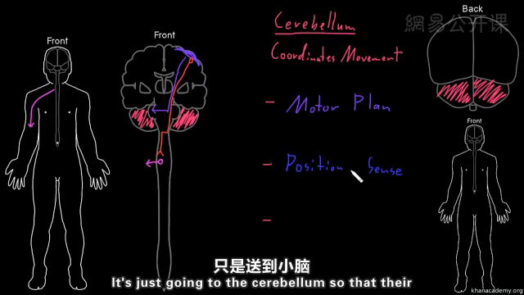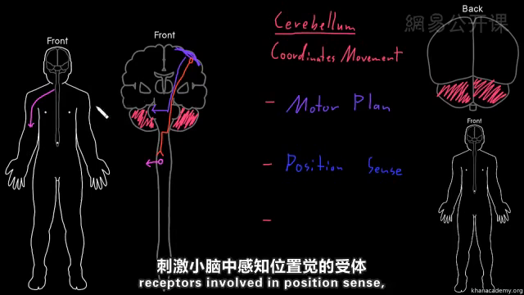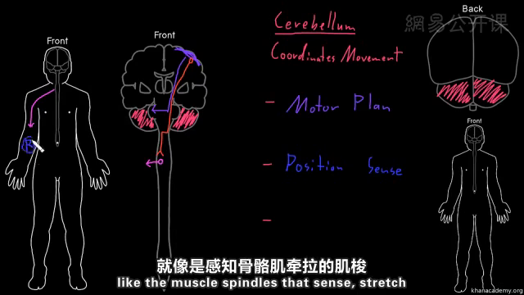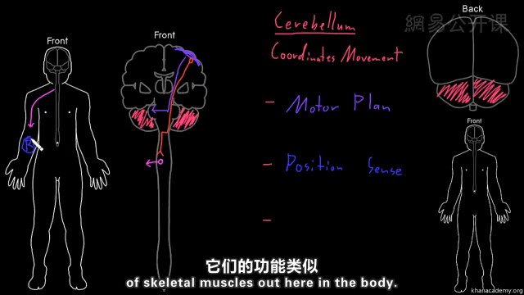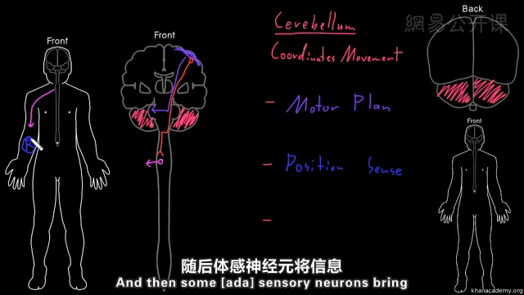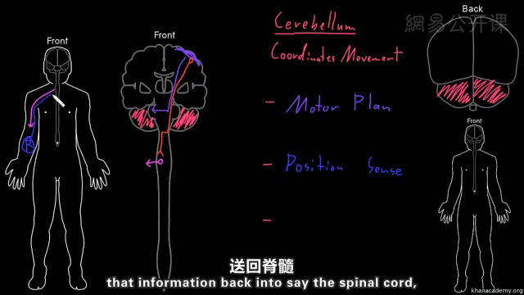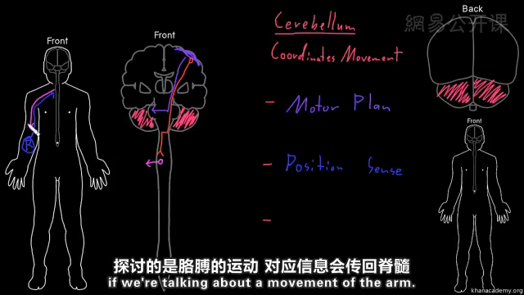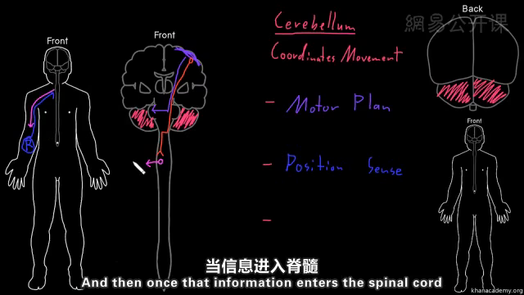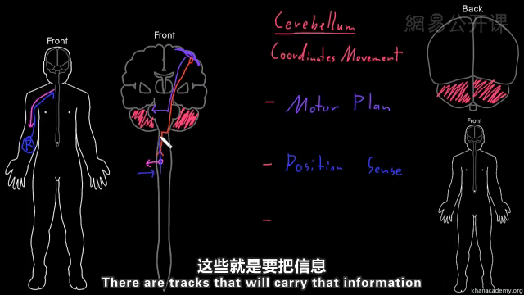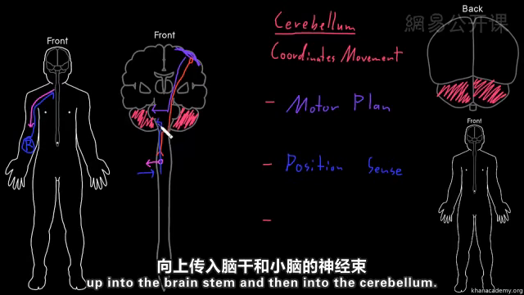We're not aware of it. It's just going to the cerebellum, so that there are receptors involved in position sense, like the muscle spindles that sense stretch of skeletal muscles out here in the body. And then somatosensory neurons bring that information back into, say, the spinal cord, if we're talking about a movement of the arm. And then once that information enters the spinal cord, there are tracts that'll carry that information up into the brainstem and then into the cerebellum.